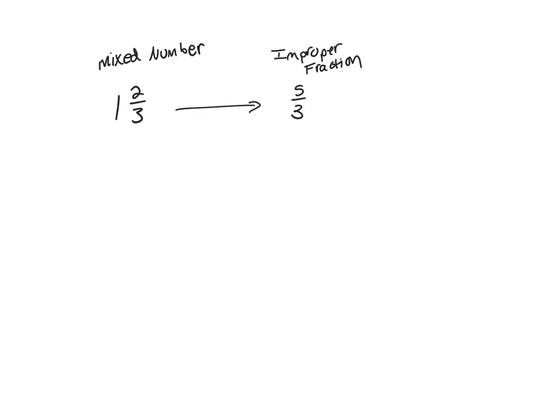Sometimes we need to turn a mixed number like 1 2/3 into an improper fraction. So 1 2/3 would be 5/3. So why? How do we do this?